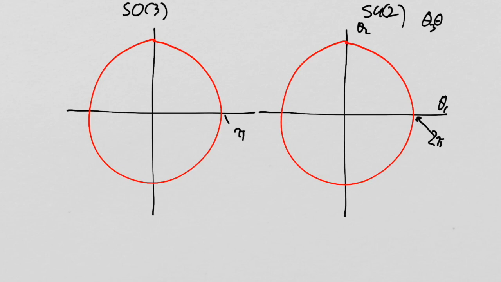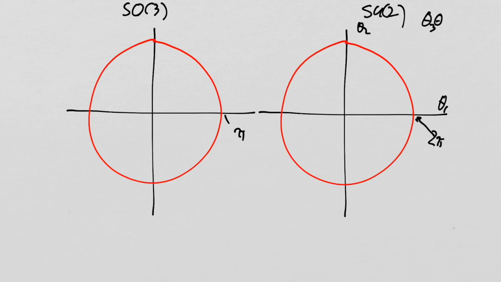Now we're going to actually talk about the different homotopies for these two groups, or for these two topological spaces. And then I fall into this trap too. SO3 and SU2, we are now considering them as topological spaces, right?